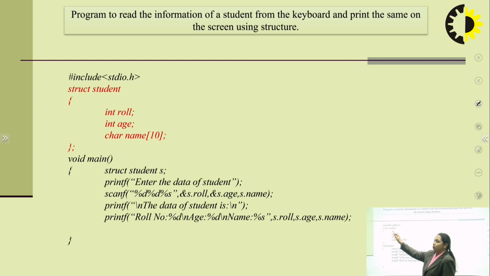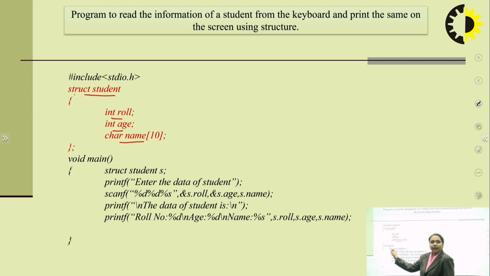We have to store data for the student. So the structure type student has been created. We have written the struct keyword. The name of the structure is student. And what is the definition here? Integer roll number, integer age, and char name 10. So roll number, age, and name. We are going with these three fields only. Now this definition is terminated.